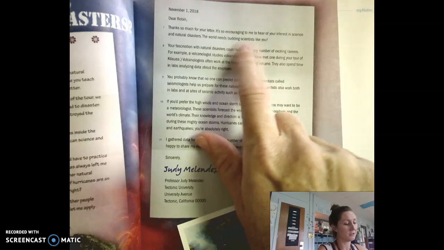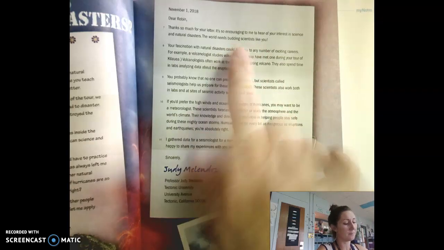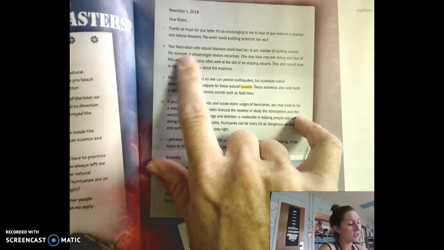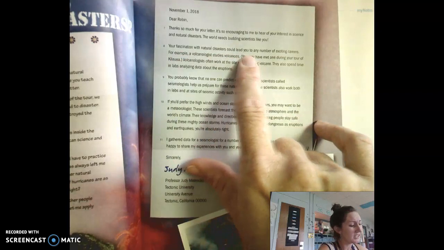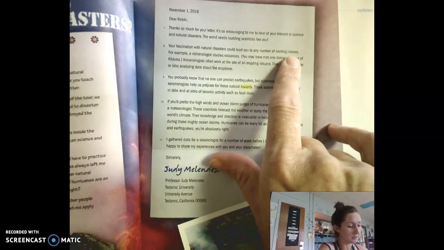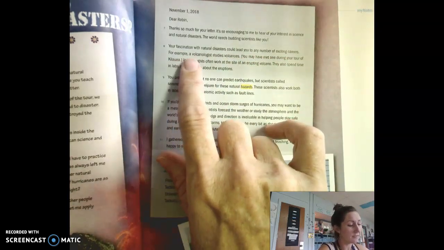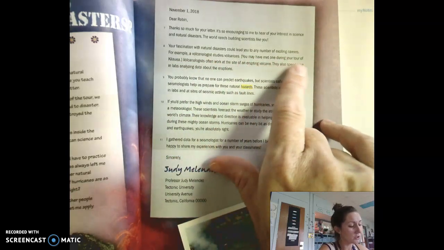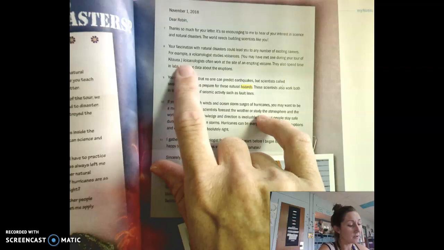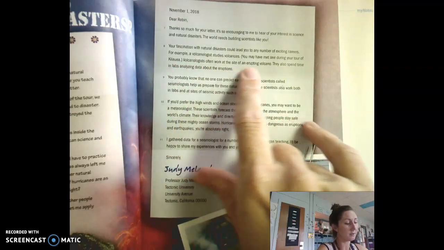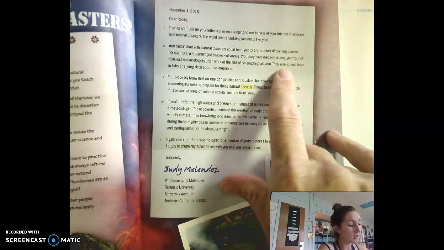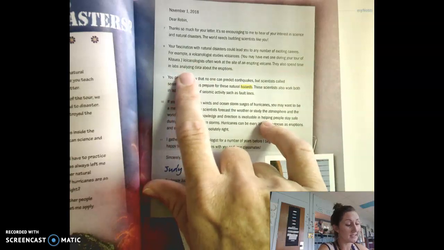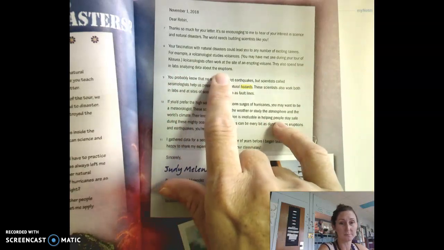The language that was used here, this adjective. Your fascination with natural disasters could lead you to any number of exciting careers. For example, a volcanologist studies volcanoes. You may have met one during your tour of Kilauea. Volcanologists often work at the site of an erupting volcano. They also spend time in labs analyzing data about eruptions.